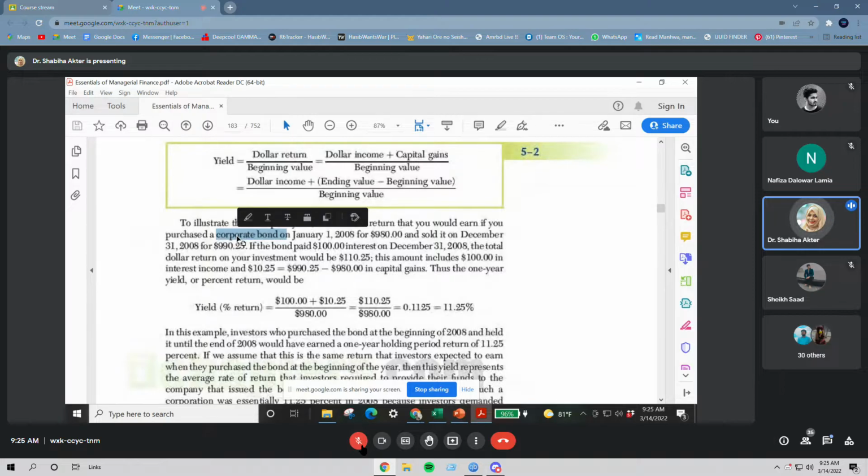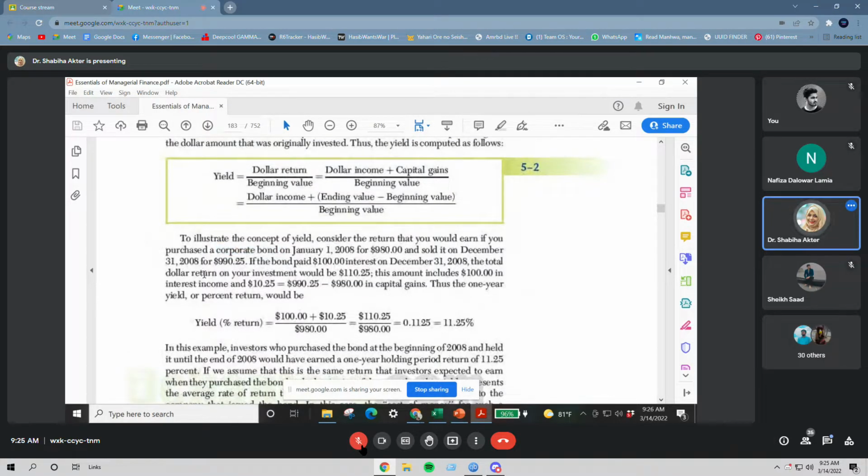Okay, so let's go back to this question again. Consider the return that you will earn if you purchase a corporate bond. So what will be the return for this if you purchase a corporate bond? Is it dividend or interest?